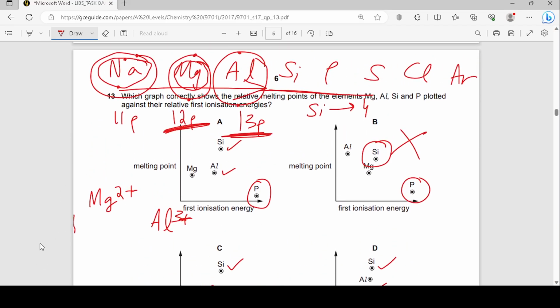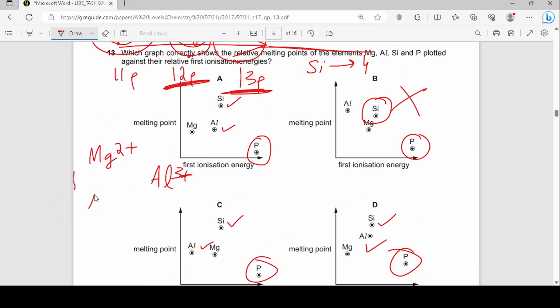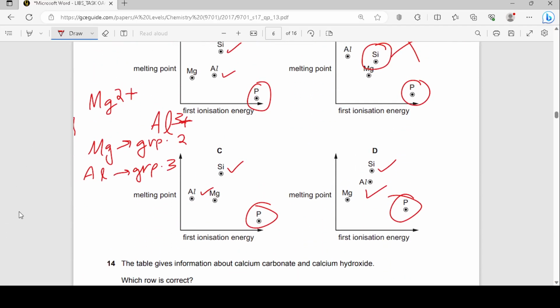Then if you compare magnesium and aluminium, that is quite a special situation because magnesium is in group 2 and aluminium is in group 3. What happens when you go from group 2 to group 3 is that it doesn't actually follow the trend of the first ionization energies increasing across the period. If you look at the electronic configuration of magnesium, which has 12 electrons, it is 1s2, 2s2, 2p6, 3s2, right?